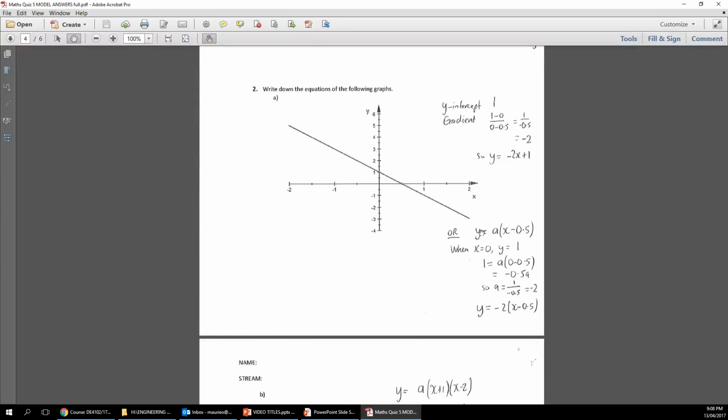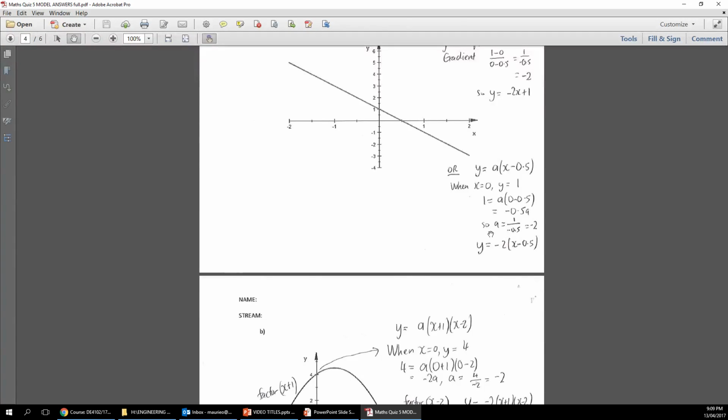So what we do is we've got y equals a, and here's our x-intercept, (x minus 0.5). So this is a very consistent approach which will work over all three graphs. So when x equals 0, y equals 1, substituting into the equation, 1 equals a times negative 0.5, so a equals 1 over negative 0.5, a equals negative 2, and we get the graph y equals negative 2(x minus 0.5), which becomes negative 2x plus 1 very quickly if you understand your maths.